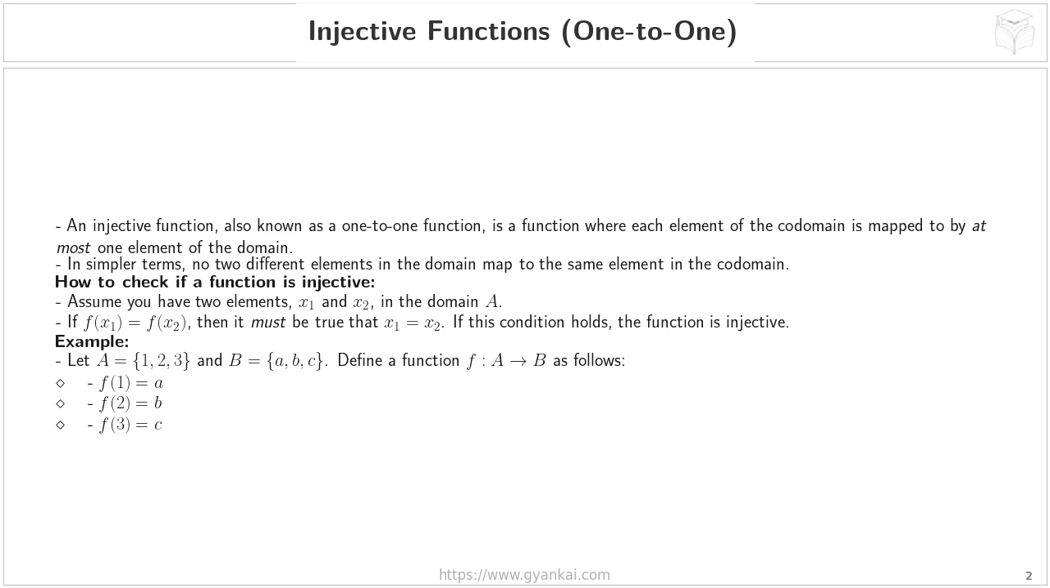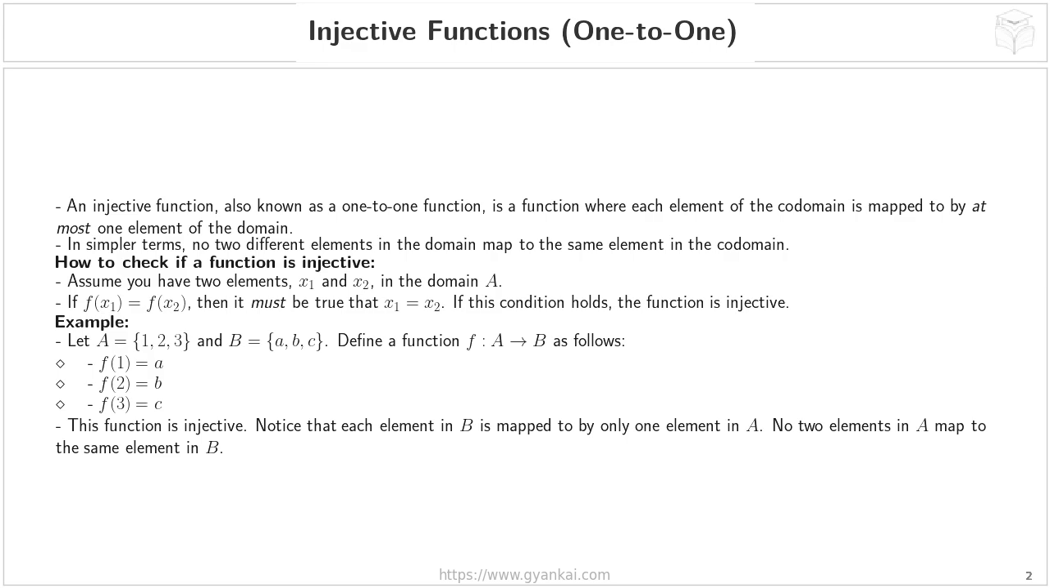Let's define two sets. A equals the set containing the numbers 1, 2, and 3, and B equals the set containing the letters a, b, and c. Now, let's define a function f that maps elements from A to B as follows. f of 1 maps to a, f of 2 maps to b, and f of 3 maps to c. If you look at this, you'll see that this function is injective. Notice that each element in set B, a, b, and c, is mapped to by only one element in set A. There are no duplicates. No two elements in A map to the same element in B.